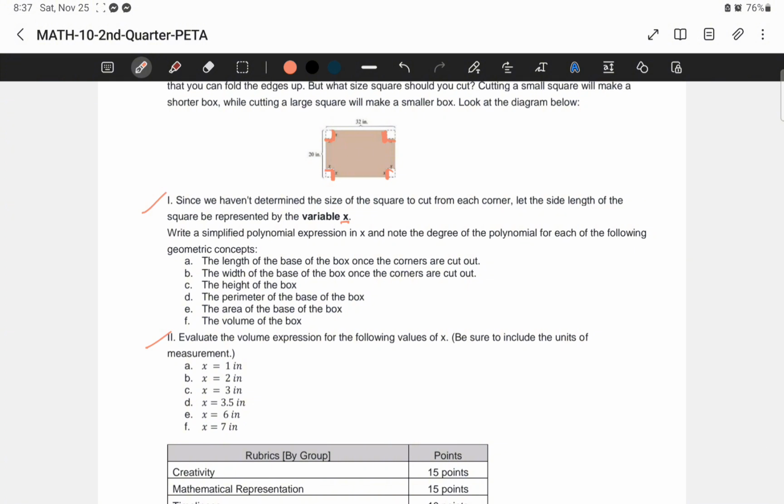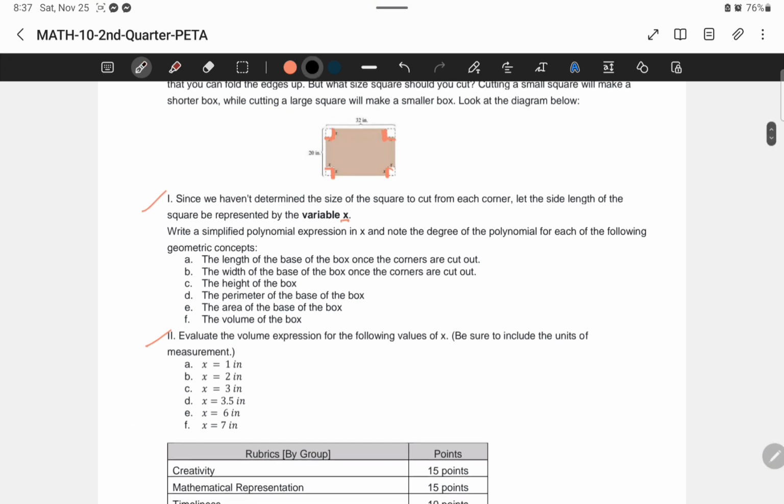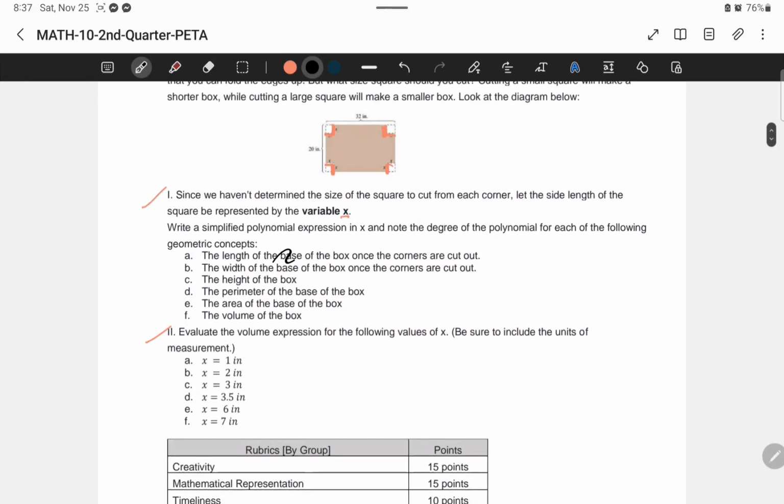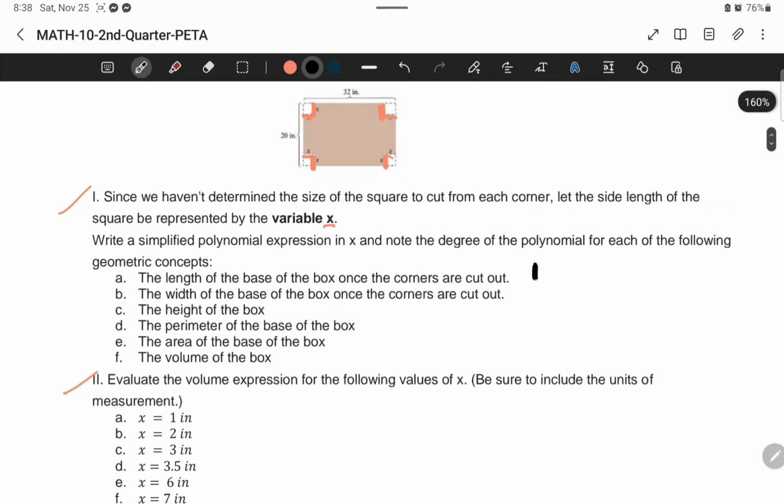Okay, so you're going to write a simplified polynomial expression in x and note the degree of the polynomial for each of the following geometric sequence. Okay, so let's begin. For number 1, letter A, the length of the base of the box once the corners are cut out. Di ba itong cardboard na to, ang size niya is 32. Now, what will be the length?